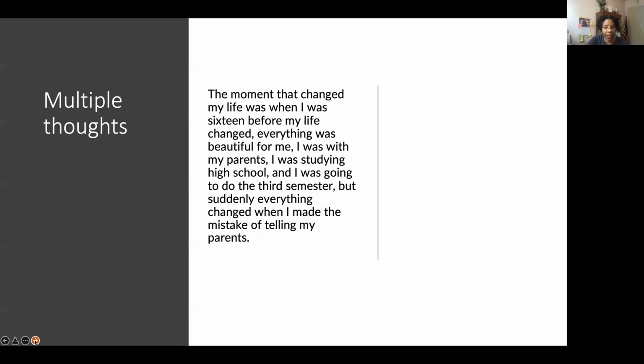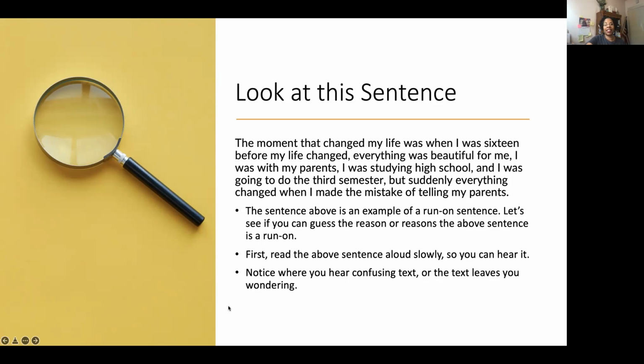Now, let me go back. I went too far. I'm going to read the sentence, okay? So the moment that changed my life was when I was 16. Before my life changed, everything was beautiful for me. I was with my parents. I was studying high school and I was going to do the third semester. But suddenly everything changed when I made the mistake of telling my parents.